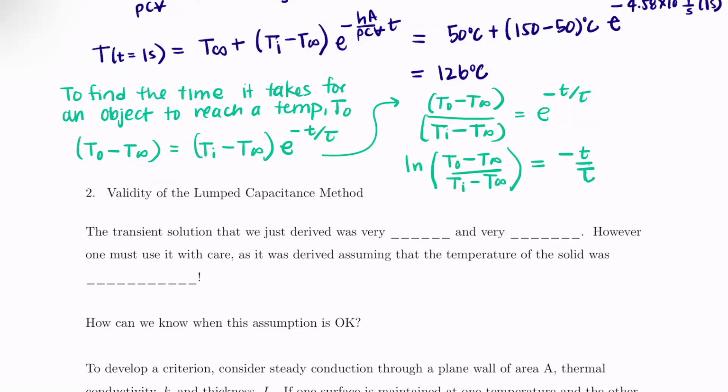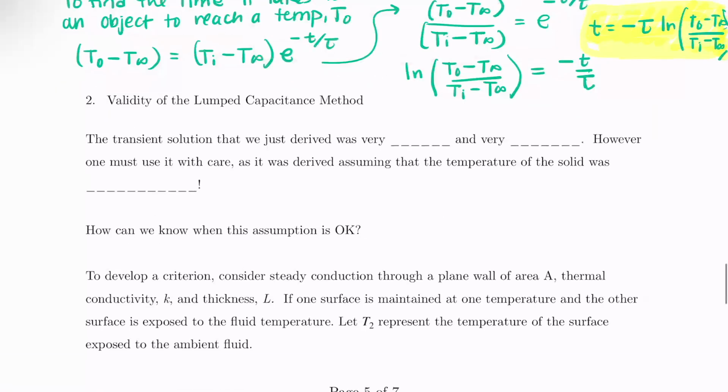All right, and now we have our expression for t. So where am I going to put this? So I have t is equal to minus tau natural log of T naught minus T infinity divided by Ti minus T infinity. Okay, so that's just the same equation that we've been using, and I've just solved it for time. All right.